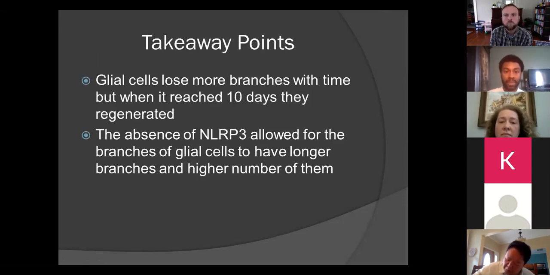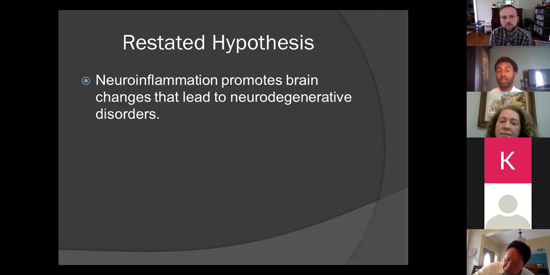Now, my restated hypothesis. Neuroinflammation promotes brain changes that lead to these neurodegenerative disorders.